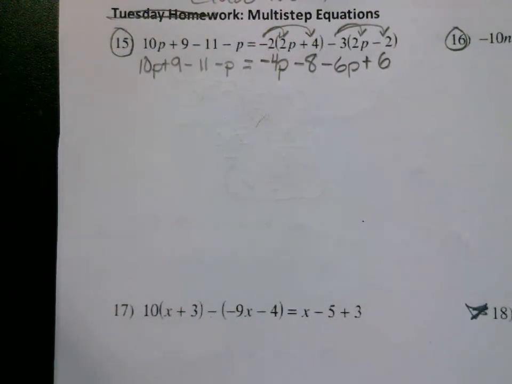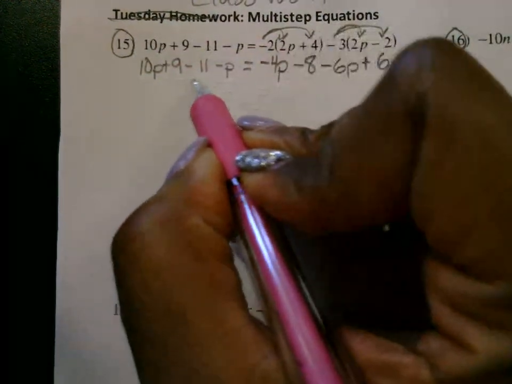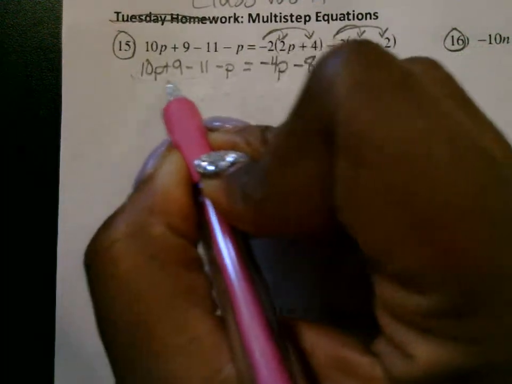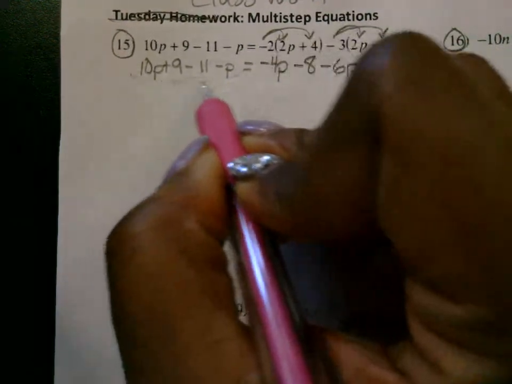So distributive property comes first. You write it? You got it? Next is combining like terms on each side of the equal sign separately. Before you start moving stuff, combine like terms. Let's look at this side of the equal sign. What terms over here can we combine together? What are my like terms?